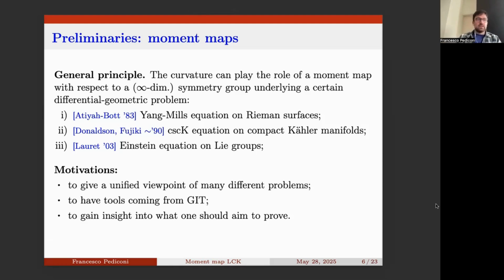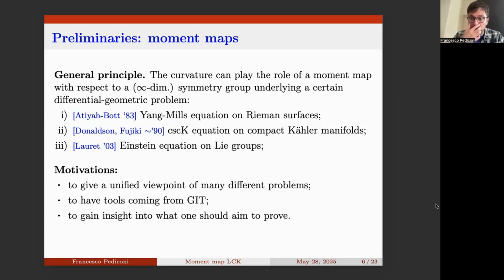Well, actually, the things you can get by using this moment map approach are, first of all, a sort of unified viewpoint of many different problems. You can also use some algebraic tools coming from GIT to study these problems. And sometimes it also gives you some insight into what you should expect or what you should not expect about the problem that you are studying. So for example, let me just mention that tools coming from GIT allow a great understanding of homogeneous Einstein metrics.